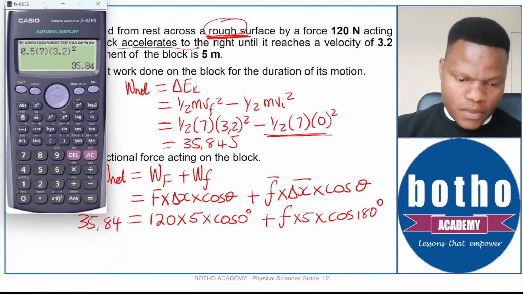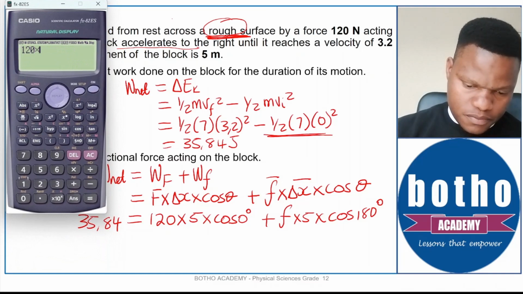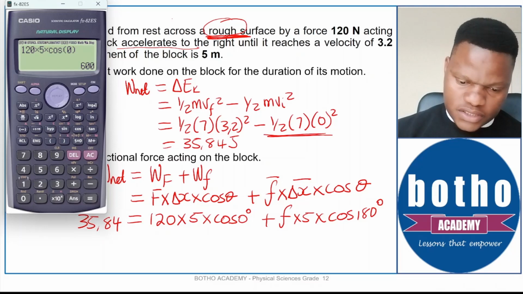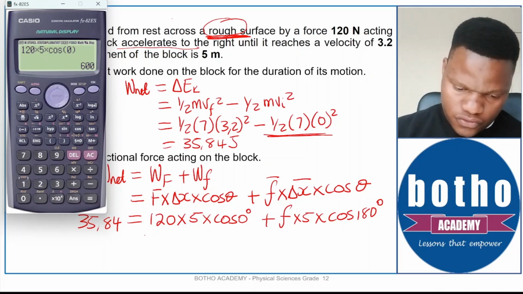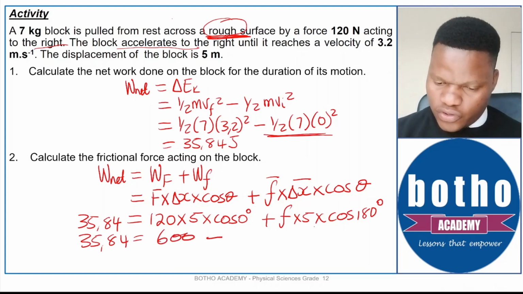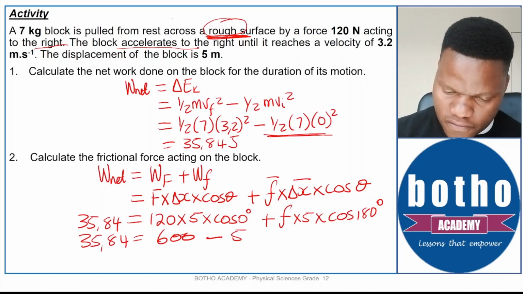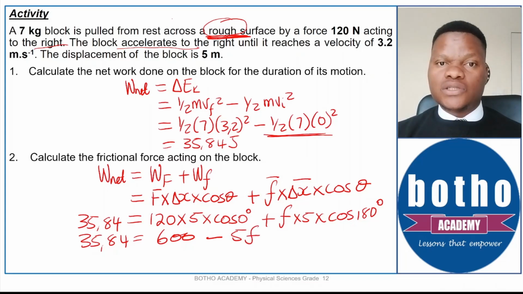Okay, now 120 multiply by 5 multiply by cos 0. We know cos 0 is equal to 1 anyway. We get 600. Okay, and then this 35,84 is equal to 600 minus, we know that 5 multiplied by cos 180 will be negative 5. Okay, so that's why we say minus 5f. What do we want? We want f.